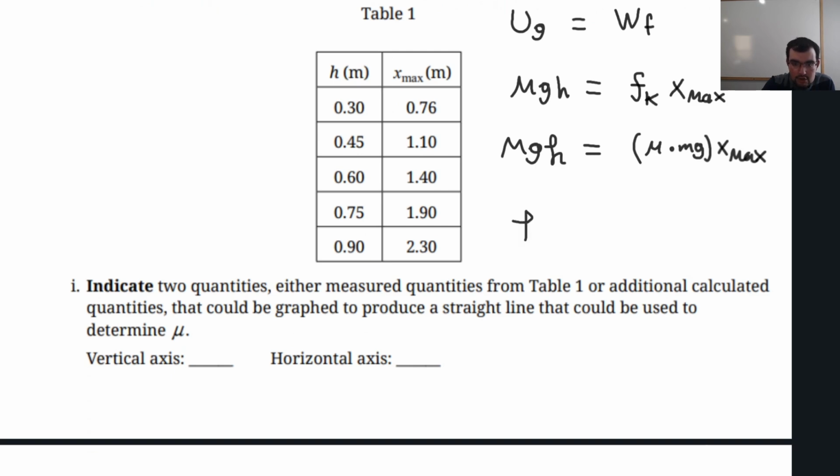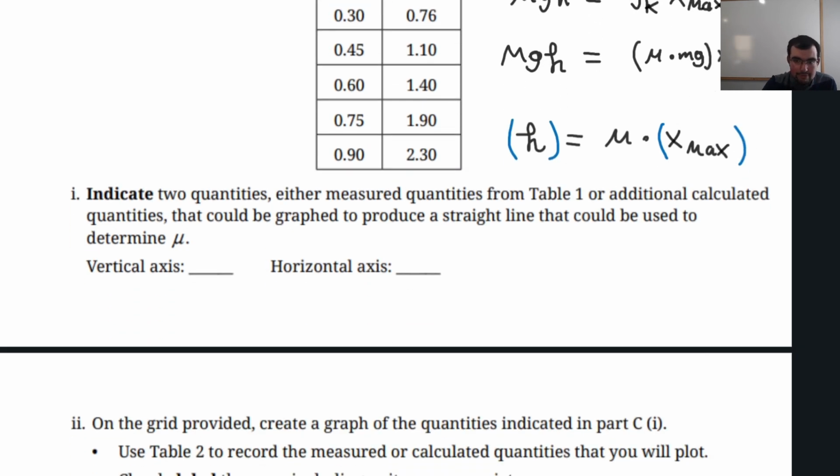So we're just given h is equal to, well, the mg's both cancel, so this is just mu times x max. So that means what I want to graph is h versus x max, and my slope is just mu. You could graph, of course, x max versus h, and the slope would be 1 over mu.